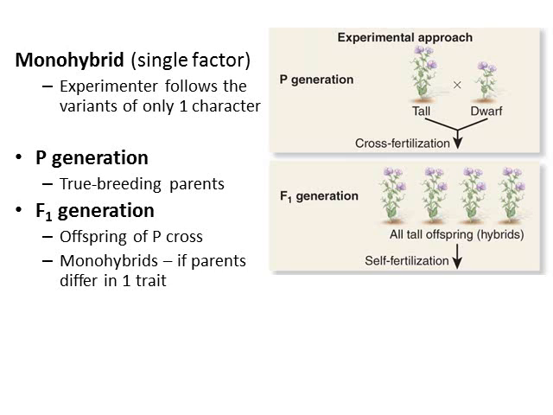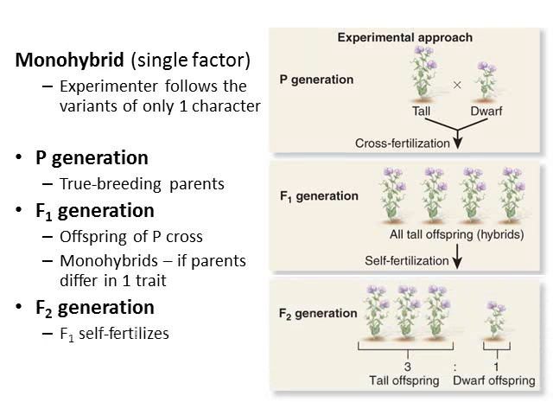Okay, so this is pretty interesting because what happened to that dwarf characteristic? Did it just disappear? Is it still there? That's the thing that Mendel was really interested in. So what he did was he took that F1 generation and he allowed them to self-fertilize themselves. And then he counted up the characteristics of the F2 generation.